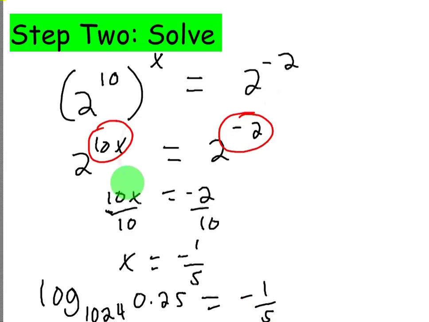I know there's a lot going on with that problem, but just notice how each step basically builds off the previous one. No step really is complicated. It's just the answer is a negative fraction, that's all. And it will be if your starting number is bigger than your ending number. So again, 1024 to the negative 1/5 power is 0.25. And that's how you evaluate a log. You just convert to an exponential.